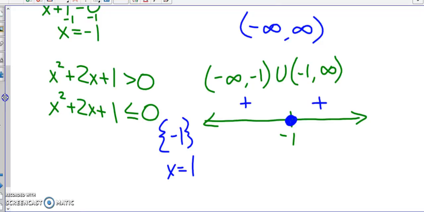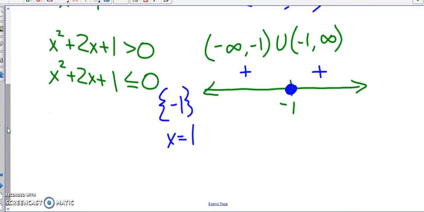And if I had done this as x squared plus 2x plus 1 is less than 0, then this dot would now be open. And if it's open, I don't have any solution at all.